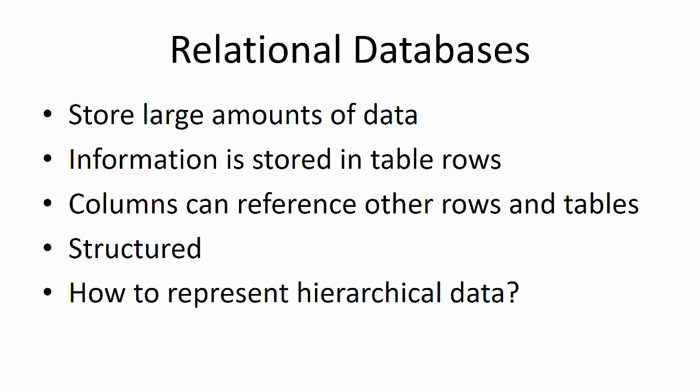Relational databases are used to store an incredibly large amount of data, and the way that they store this information is in individual tables. Each specific piece of information is stored in a table as a row, as a tuple, and this tuple can have various attributes. Each column within a tuple can reference another row in another table or another row in the same table. It's an extremely structured database.